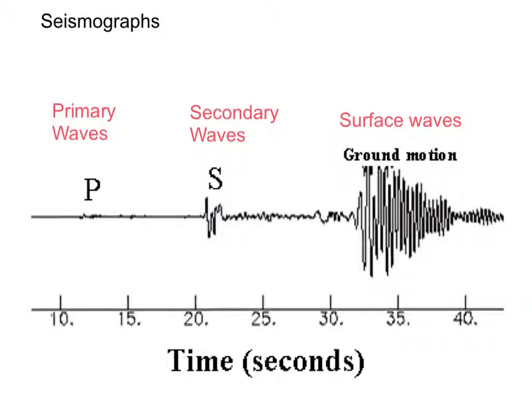These are what the seismographs look like. So a pen runs on paper, and as the ground shakes, it picks up these shakings, and we can use that information. There are 3 types of seismic waves.